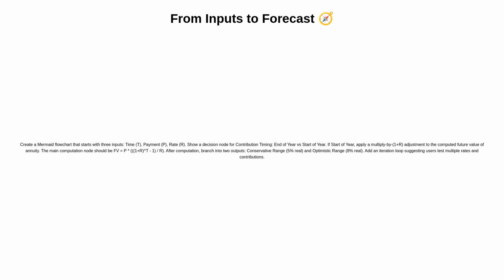This flowchart illustrates the process. Start by gathering T, P, and R. Then determine if contributions are made at the end or beginning of the year. Compute the future value using the annuity formula, and apply the start-of-year adjustment if needed. Finally, view the result as a range by testing conservative and optimistic real rates. This encourages scenario testing to understand sensitivity to the assumed rate.